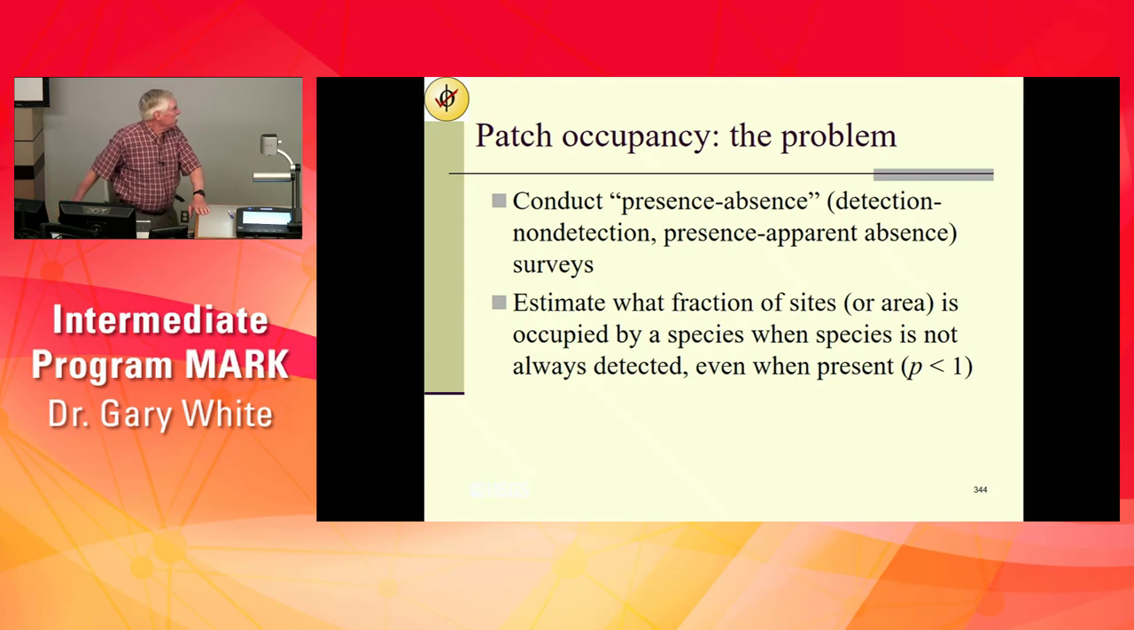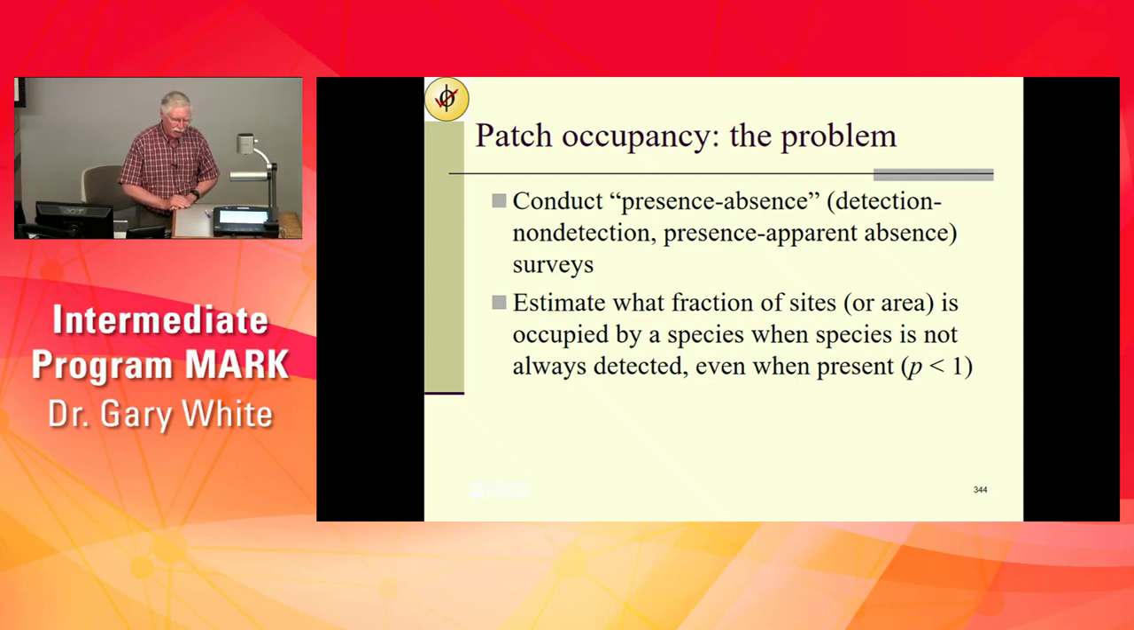One of the assumptions is that we do not have false detections. There are models that allow false detections now, but those just create a really big mess, so we'll just leave it at that for the moment. The errors in your data, not really errors, are the fact that you surveyed and there were prairie dogs there and you missed them. So, presence, absence, that's what we're doing here.